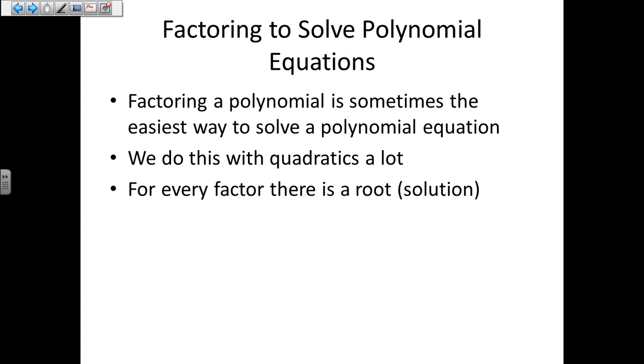Now, factoring to solve polynomial equations is a pretty good way to solve a polynomial equation. Sometimes it's the easiest way to do it. We do this a lot with quadratics. We're very used to factoring quadratics in order to solve them. And I need you to remember all through this section that for every factor there's a root. That is, for every factor of a polynomial there's a solution to the polynomial equation.